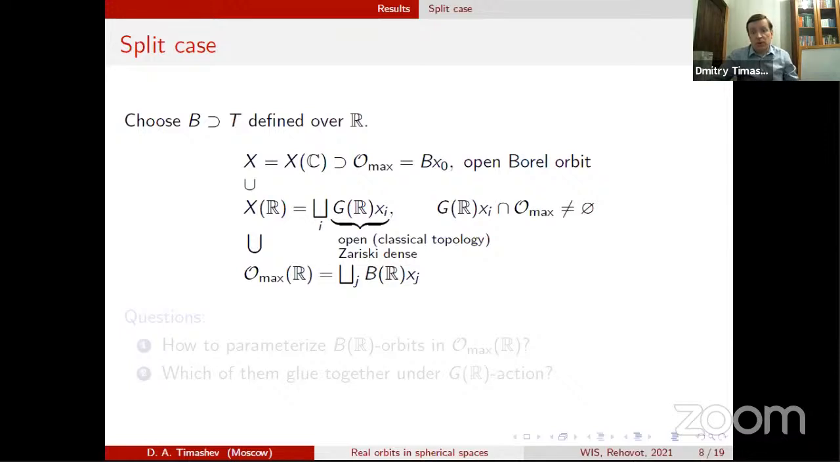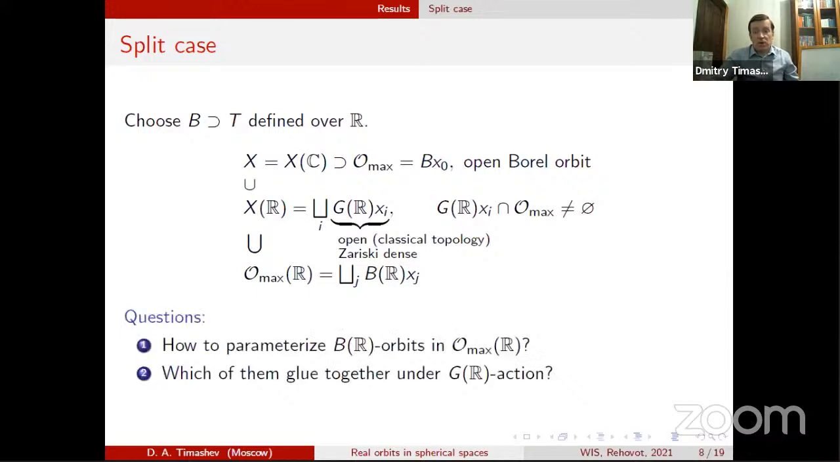To solve our classification problem, it remains to answer two questions. The first question is how to parameterize the real Borel orbits in the real locus of the open complex Borel orbit. And the second question is to understand which of them sit in one and the same real G orbit, which of them glue together under the action of real G. So if you answer these two questions, then you get the classification which you search.